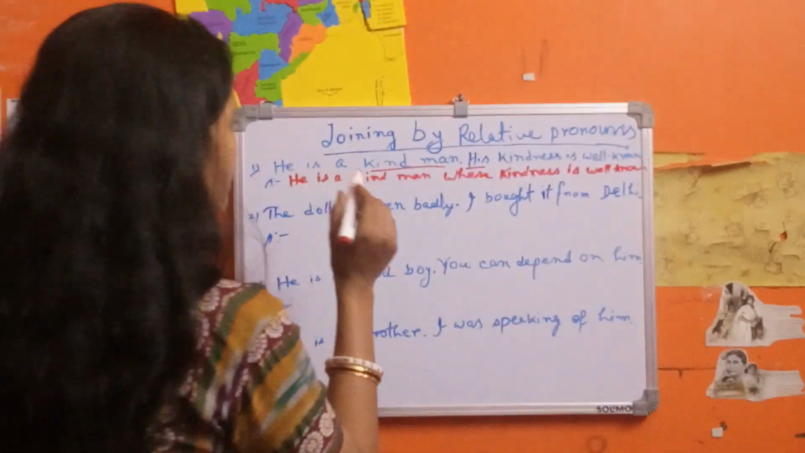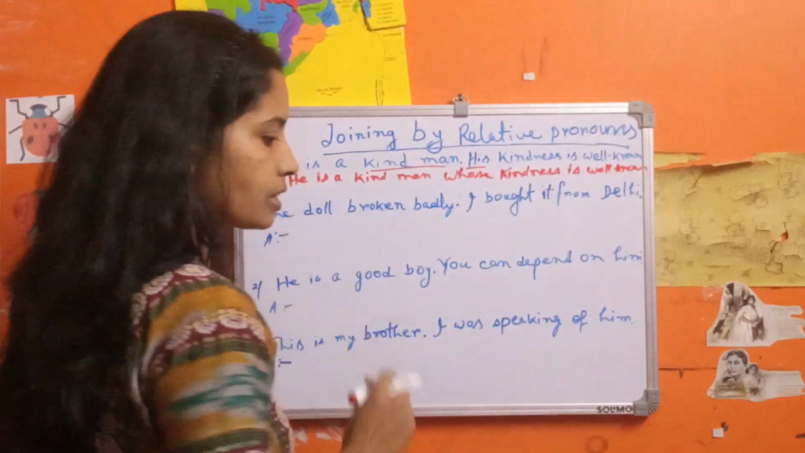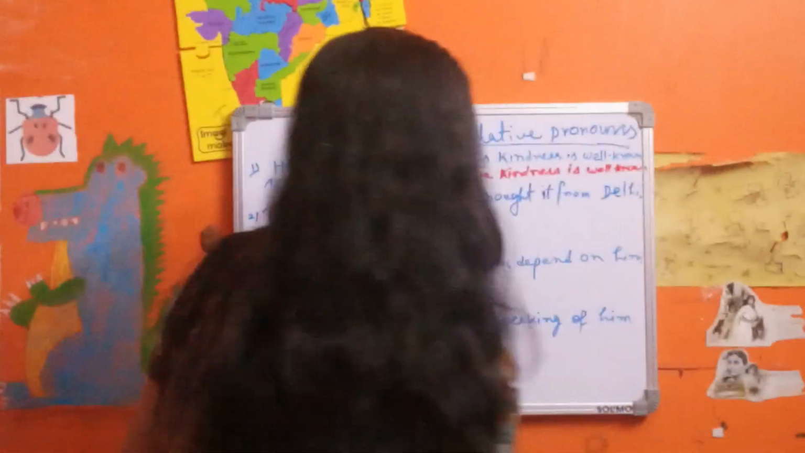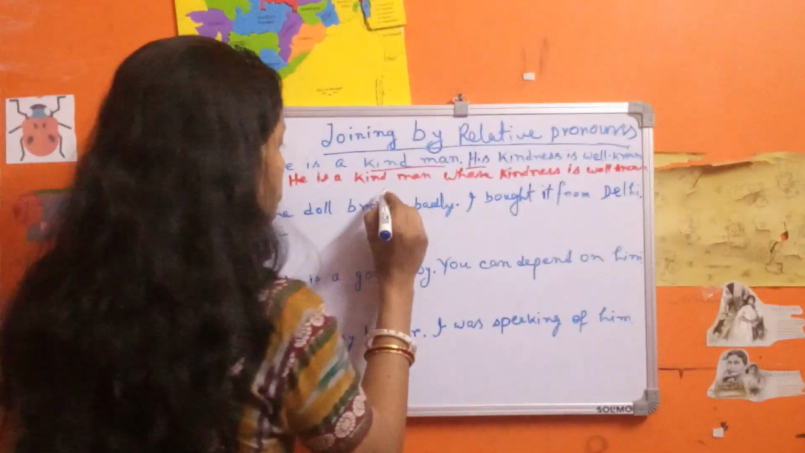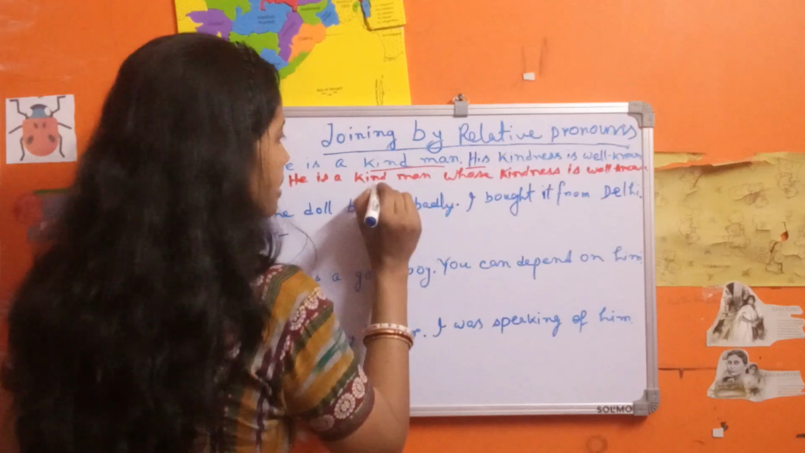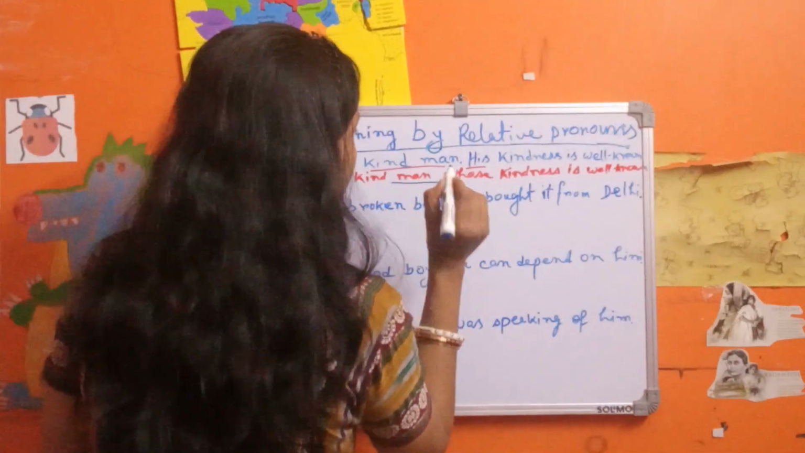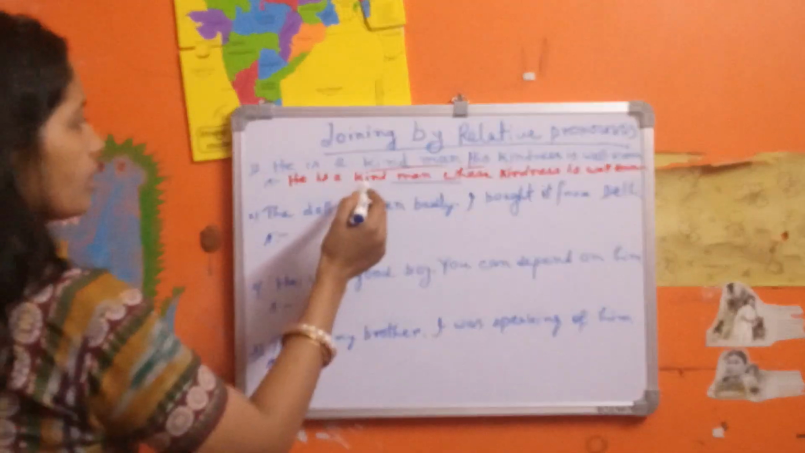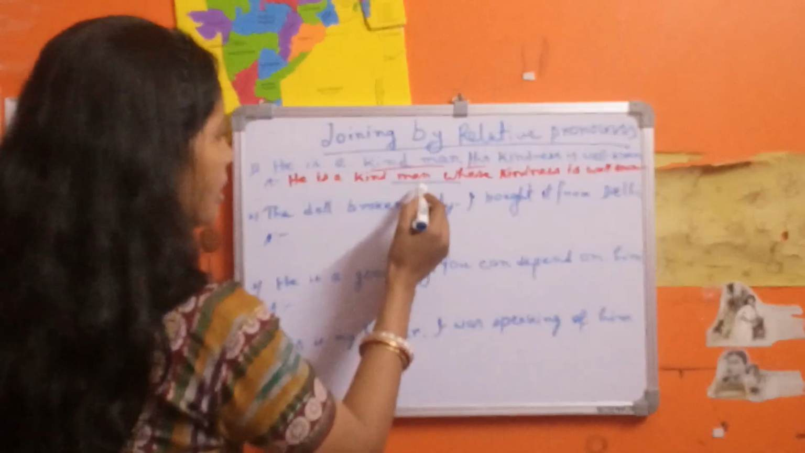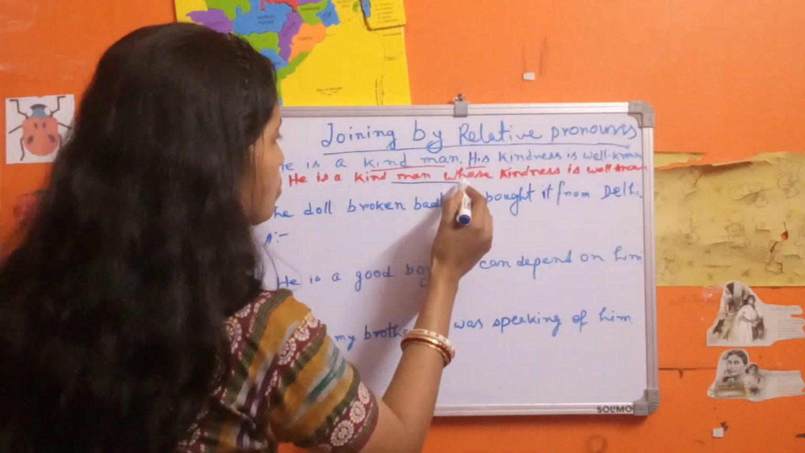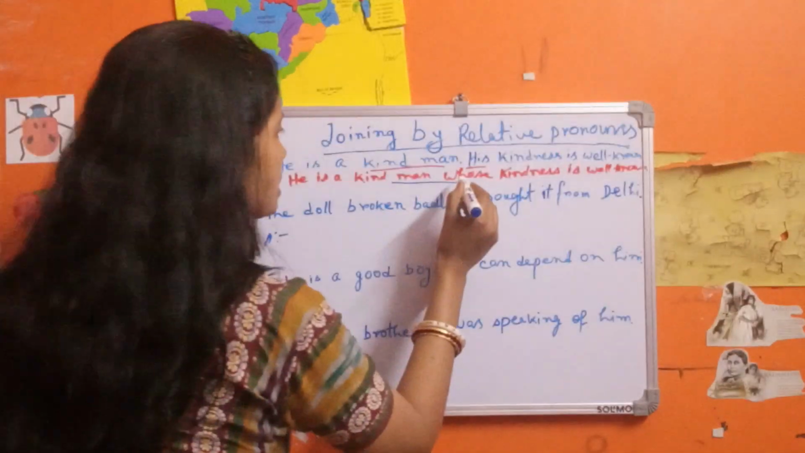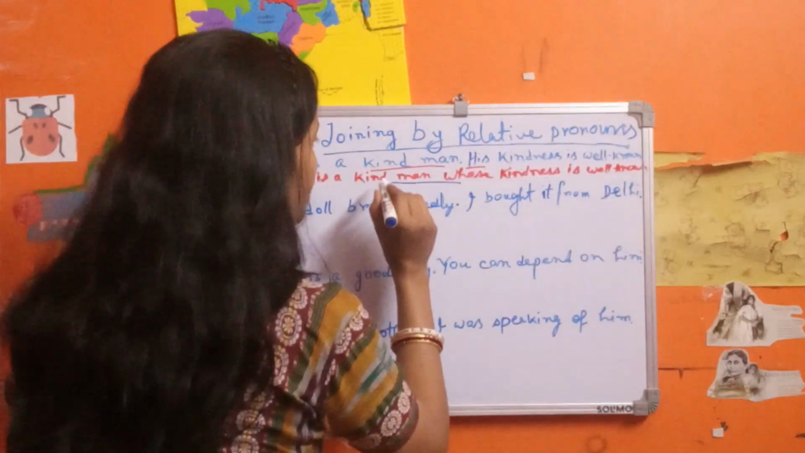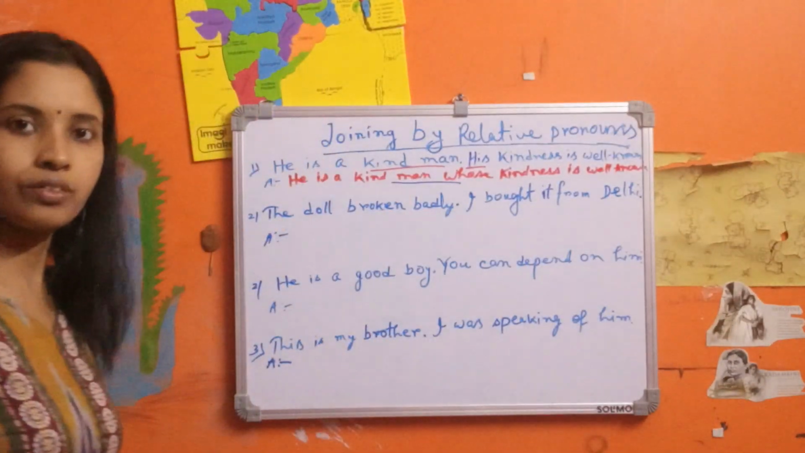I have told you in the previous class that the pronoun that connects two sentences would sit just after the noun it indicates. Here the noun is kind man, and whose refers to the kind man, and whose sits just after the kind man it refers to.